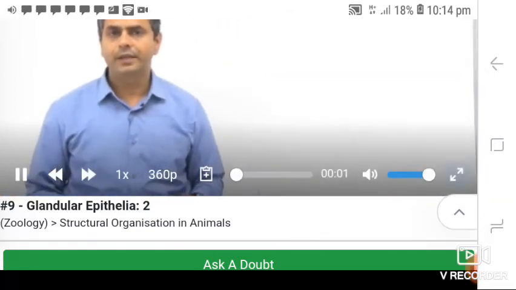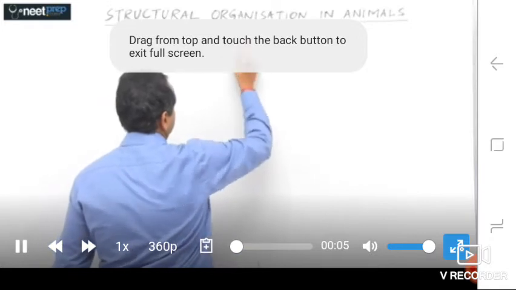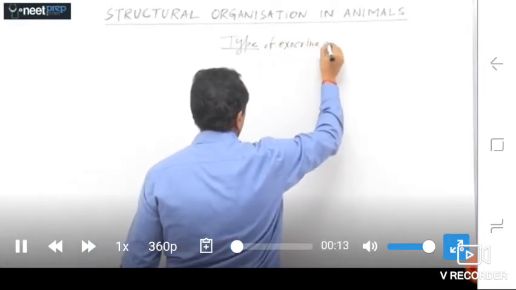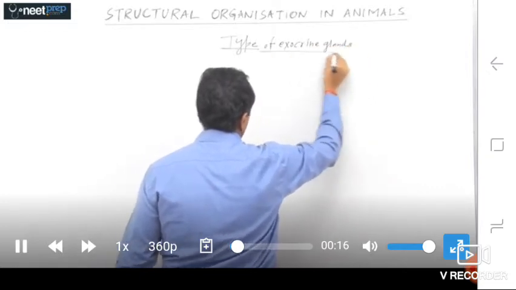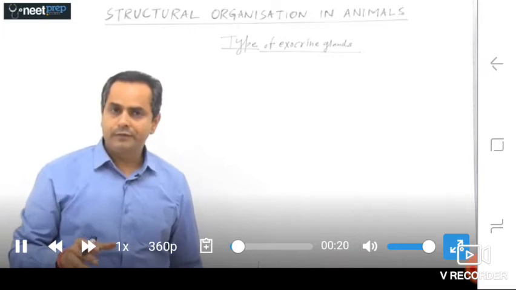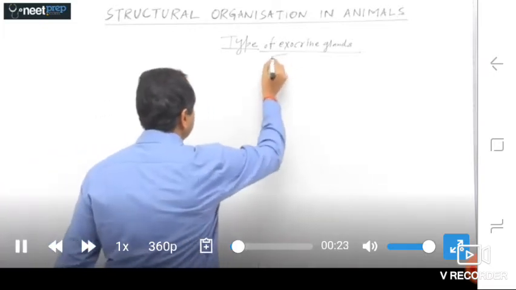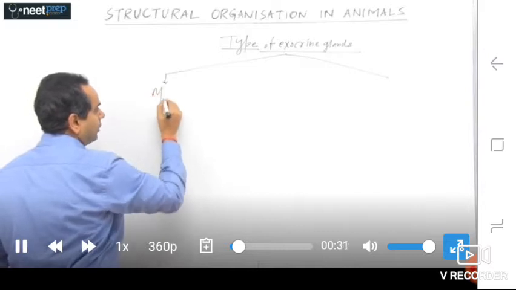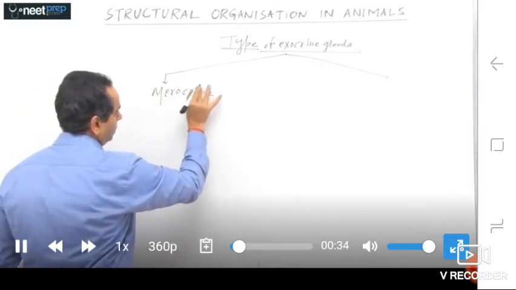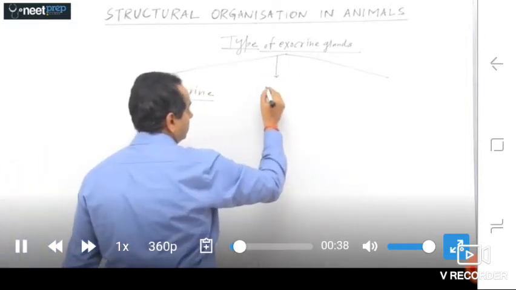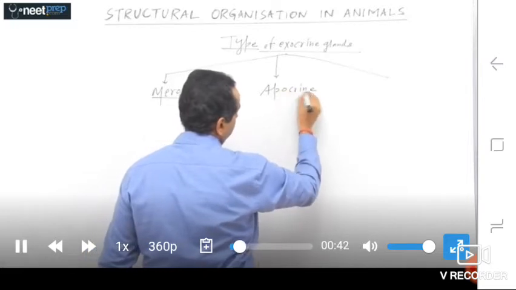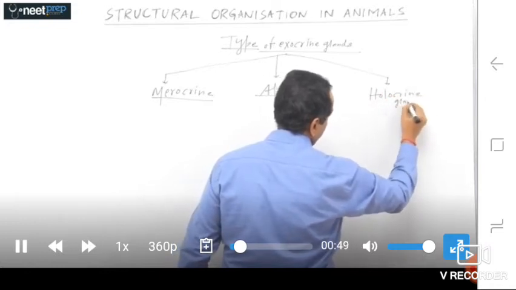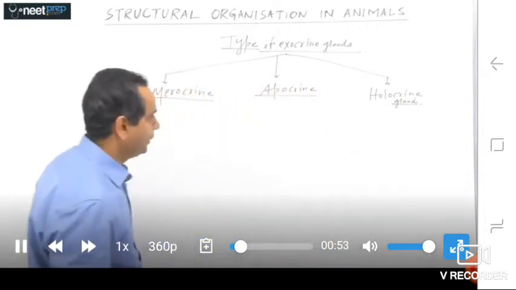Now see the types of exocrine glands. On the basis of their mode of secretion, exocrine glands can be classified as merocrine, apocrine, and holocrine glands. Mero, apo, holocrine gland.